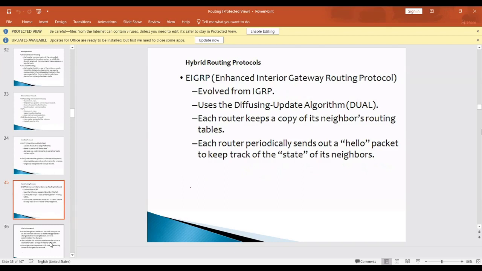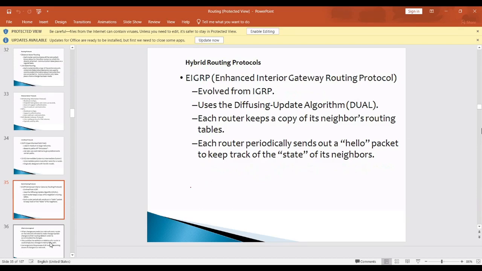It is known as the Enhanced Interior Gateway Routing Protocol. It was evolved from the Interior Gateway Routing Protocol. It is a distance vector routing protocol, and it uses the diffusing update algorithm. It has certain metrics to measure, and then it calculates the paths to the destination. Each router keeps a copy of its neighbor's routing tables, and each router periodically sends out a hello packet, just like link state advertisement.